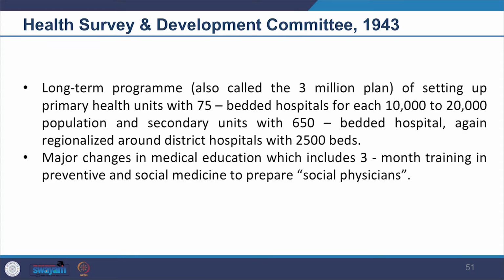The other component was the long-term program, which is also called the 3 million plan. This plan involved setting up of primary health units with 75 bedded hospitals for each 10,000 to 20,000 population, and secondary units with 650 bedded hospitals and so on. There were also major changes in medical education, which included 3 months training in preventive and social medicine to prepare social physicians. So, all that was recommended by the Bhore committee.